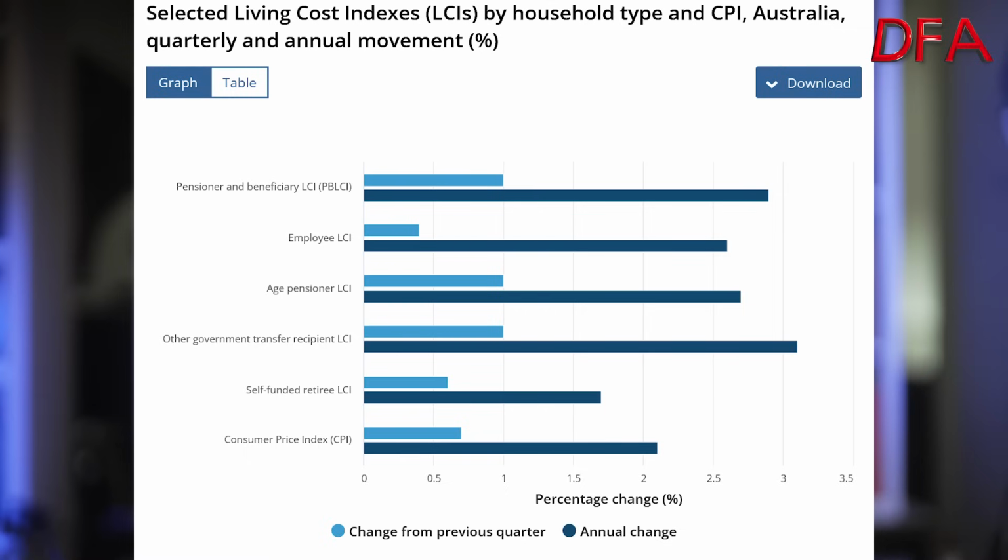Overall, the key differences between the CPI and the SLCIs are, firstly, their primary use, because the CPI is primarily used as a measure of inflation, while the SLCIs more closely reflect people's costs of living. Or do they? The SLCIs measure the changes in prices of goods and services and how those changes affect the costs of living for selected household types: employees, aged pensioners, other government transfer recipients, self-funded retirees, and pensioner and beneficiary households, while the CPI is presented as a measure for all households on average.